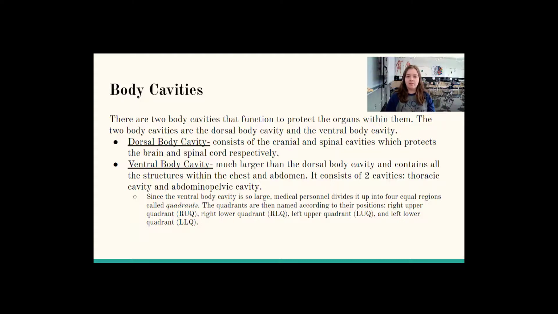It can further be divided into 2, technically 3 other cavities: the thoracic cavity, the abdominal cavity, and the pelvic cavity. But oftentimes people will say the thoracic cavity and the abdominopelvic cavity.